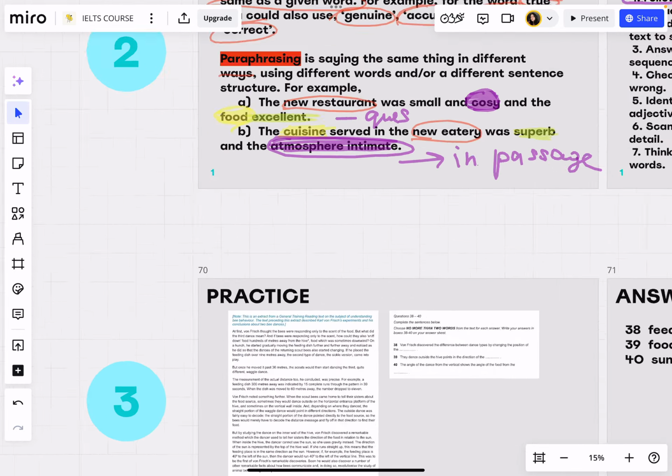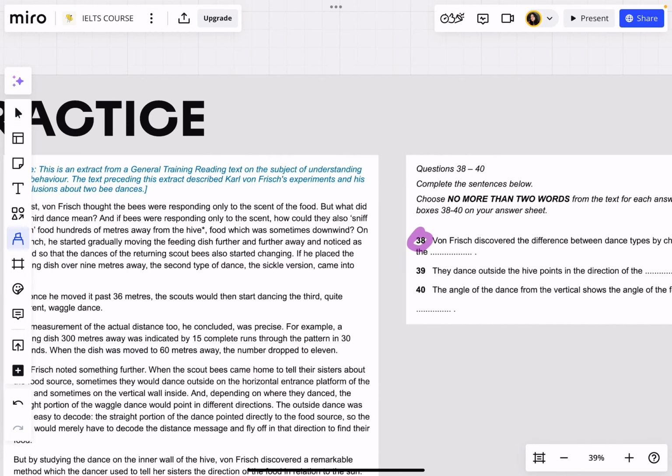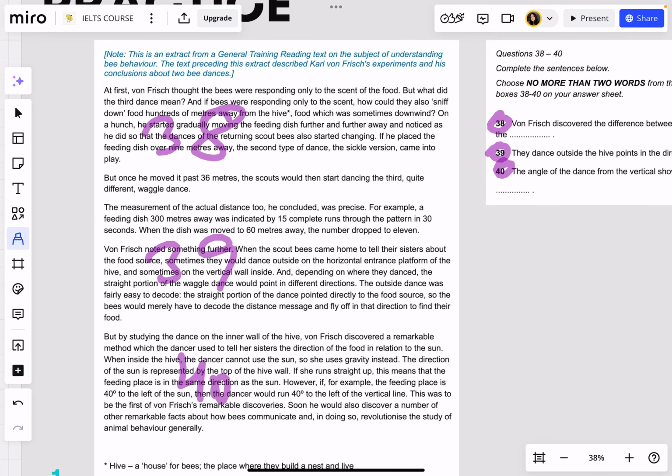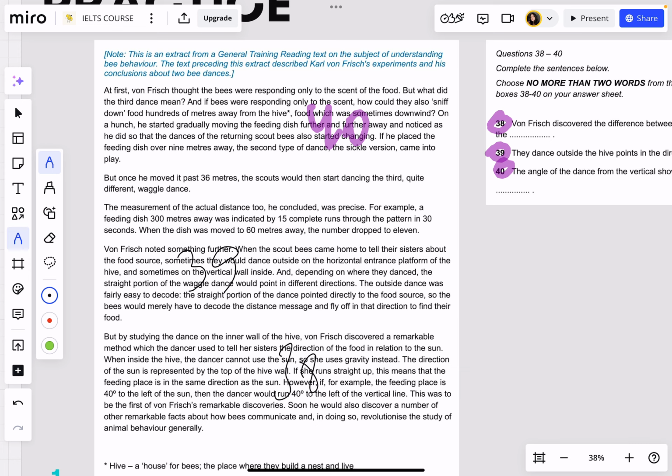For example, it's 38, 39, and 40, right? So it comes in that order, not like that. It's not like that, okay?